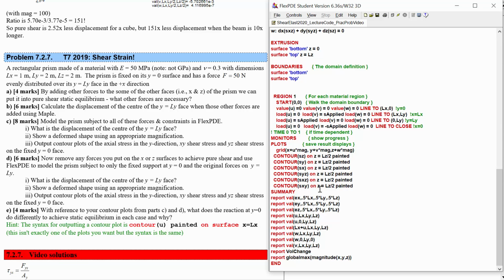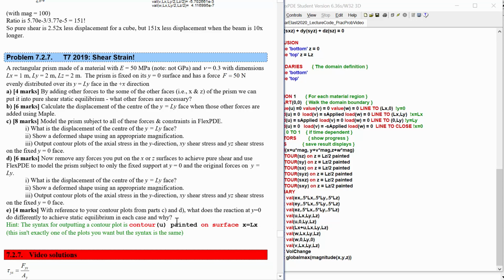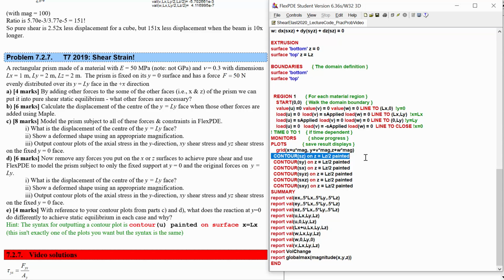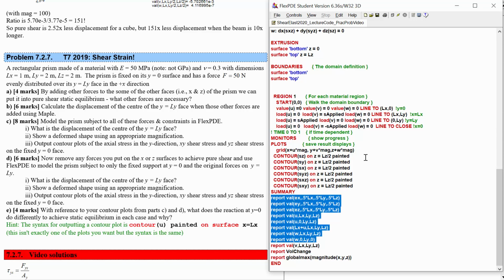Okay, so then we'll just need the contours that they're looking for. They asked for contours on the, well, actually, I guess we'll also need the displacement. So first we should output, we got a lot of reports there. Let's get rid of most of these and just put in what we actually need.